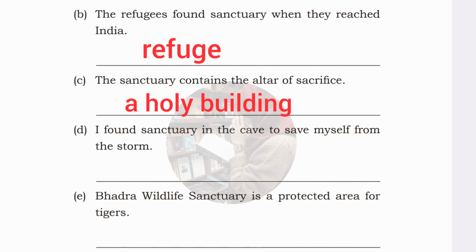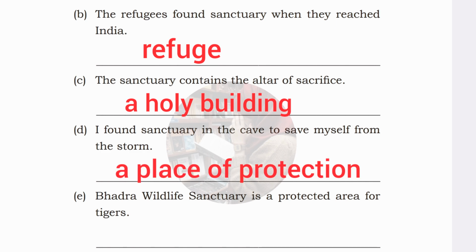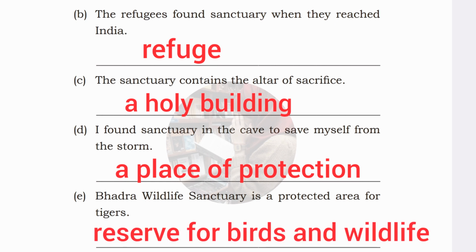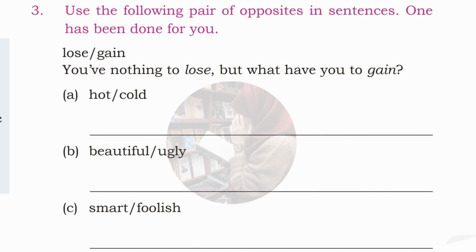Next, D. I found sanctuary in the cave to save myself from the storm. Here its meaning is a place of protection. Fifth one is Bhadra Wildlife Sanctuary is a protected area for tigers. Here its meaning is reserve for birds and wildlife. Okay, so now we'll move to the next third Roman.